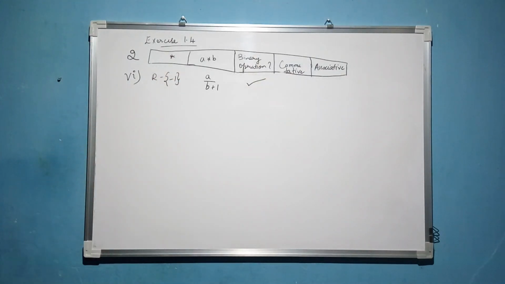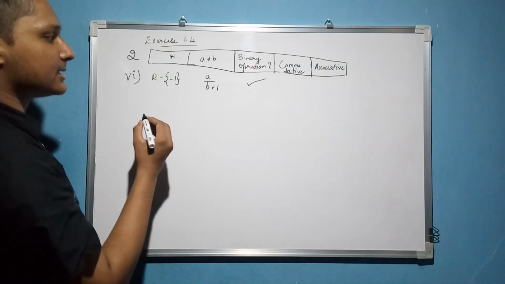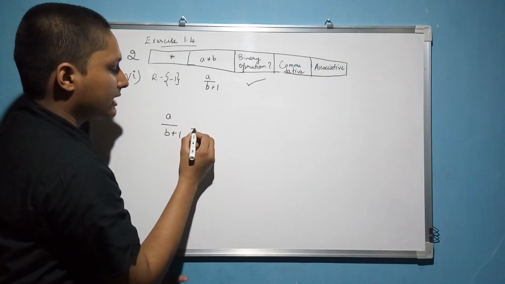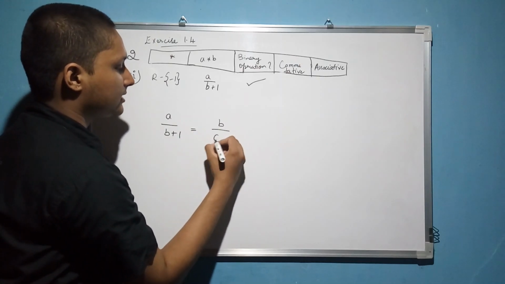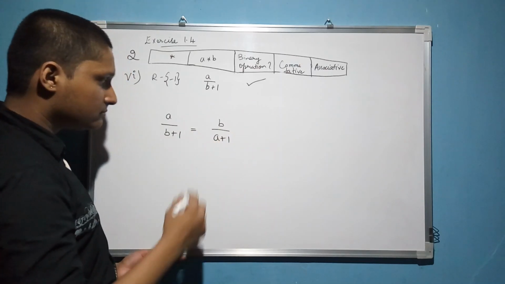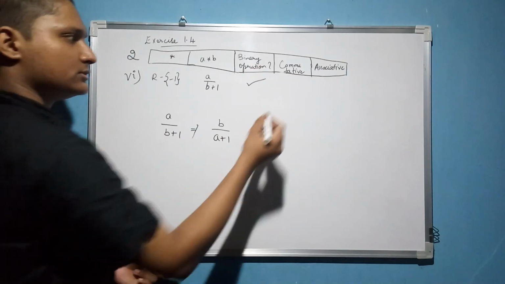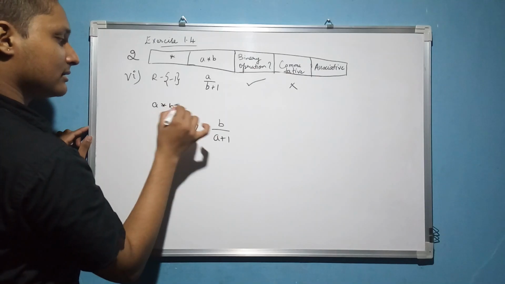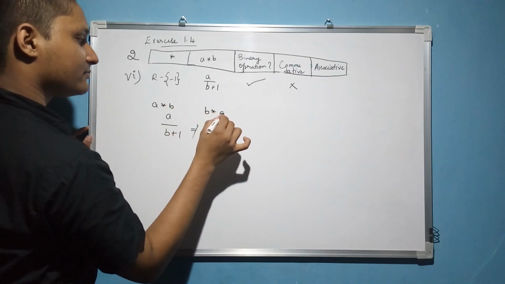So the next part is commutative. We need to check whether it is commutative. A by b plus 1 should be equal to b by a plus 1. Is it equal? No, it cannot be equal. So it is not commutative. This is a star b and this is b star a.